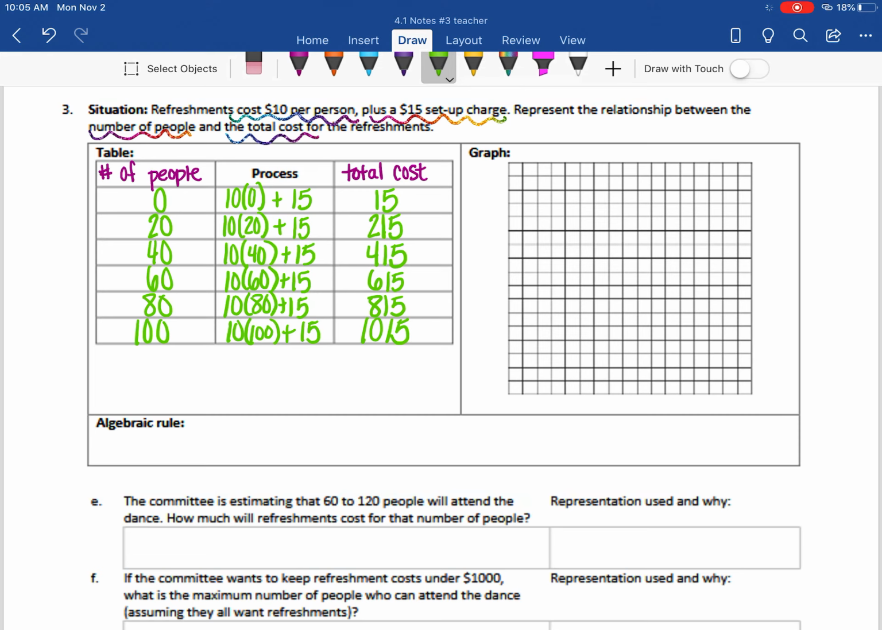Okay, so we know that, again, all of our numbers are positive. So I am just going to show quadrant 1 on my graph because we don't need to show any negative values given our context of our problem. Okay, and let's go ahead and give some labels. So I know that my x-axis is going to be the number of people. And I know that my y-axis is going to be the total cost.